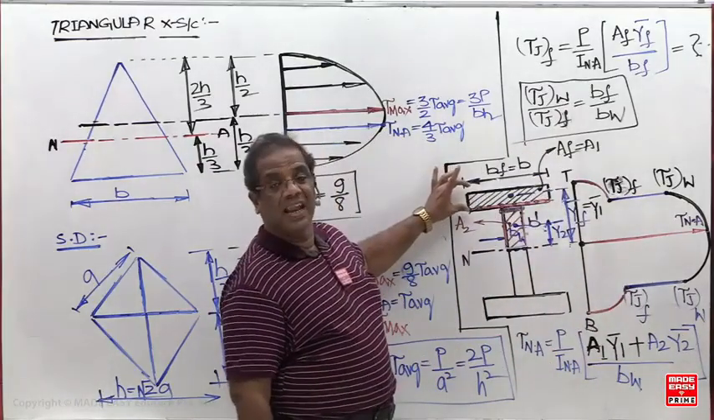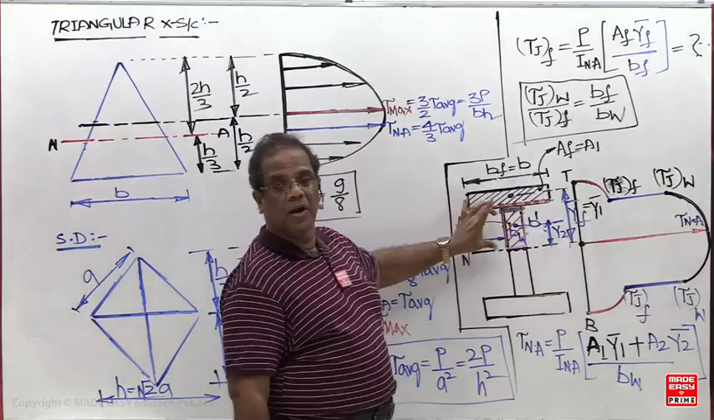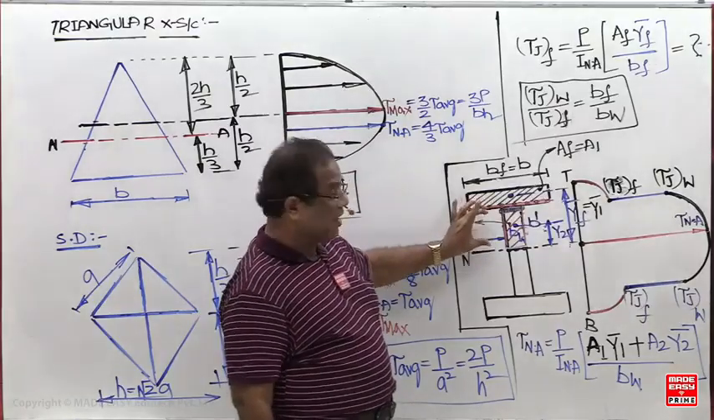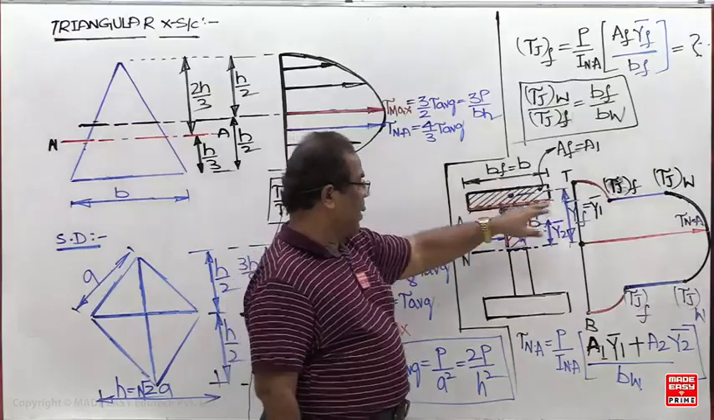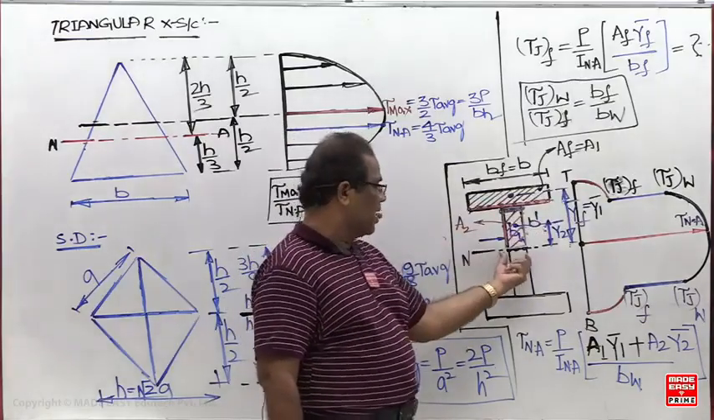What is A1 now? The area of the flange. What is A2 now? The area of the web above the neutral axis. This red color is A2. So A1 Y1 bar plus A2 Y2 bar upon this now.